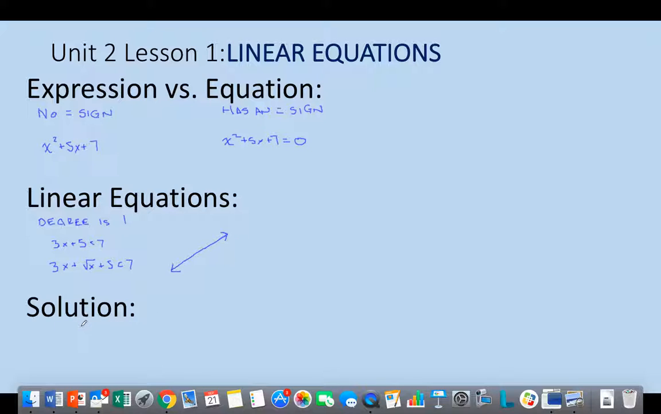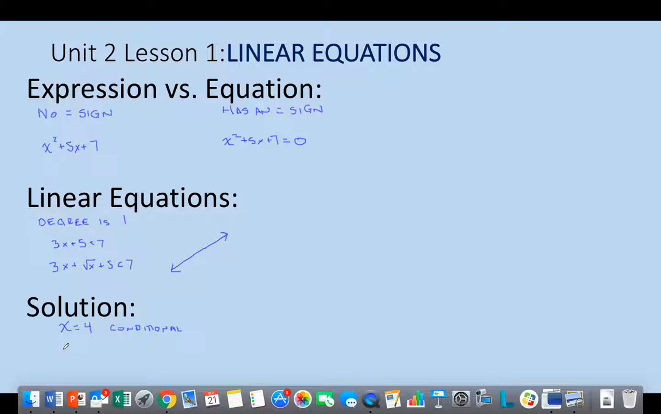And then additionally, our solutions. When we have linear equations, we have 3 different types of solutions. You can get just a standard answer, like x equals 4. This will be the vast majority of your answers. And this is called a conditional linear equation. And so it just means there's a correct answer and there are lots of incorrect answers.